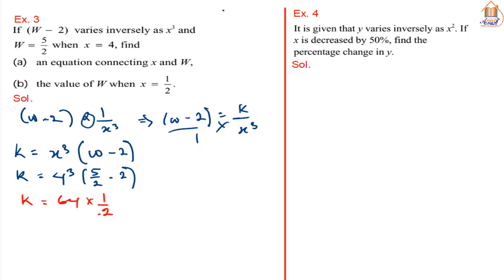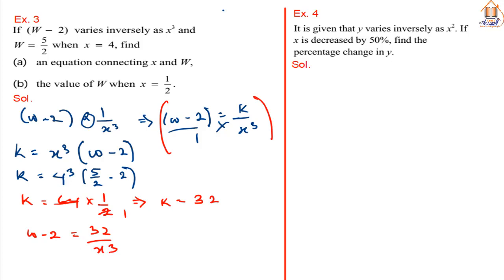Now, what do we do? 2 here, 1. 2 in 64 will give us 32. Therefore, we have k will now be equal to 32. Now, the question says that we should find an equation connecting s and w. Therefore, from this relation here, we have w minus 2 is equal to k, which is 32, 32 all over s cube.